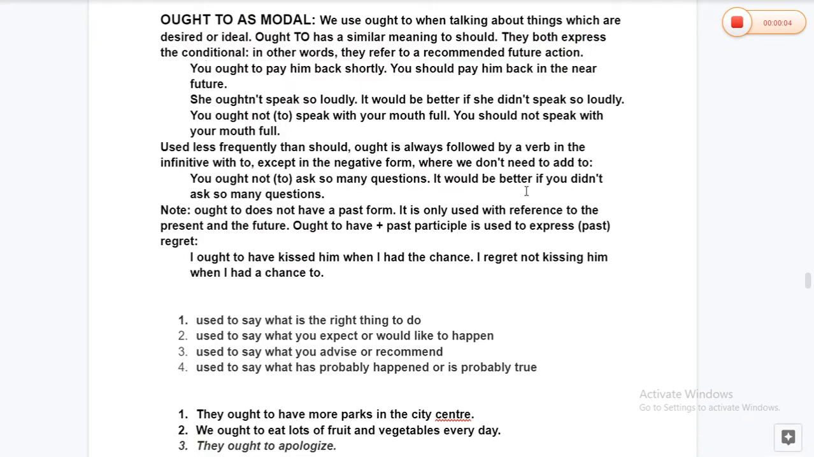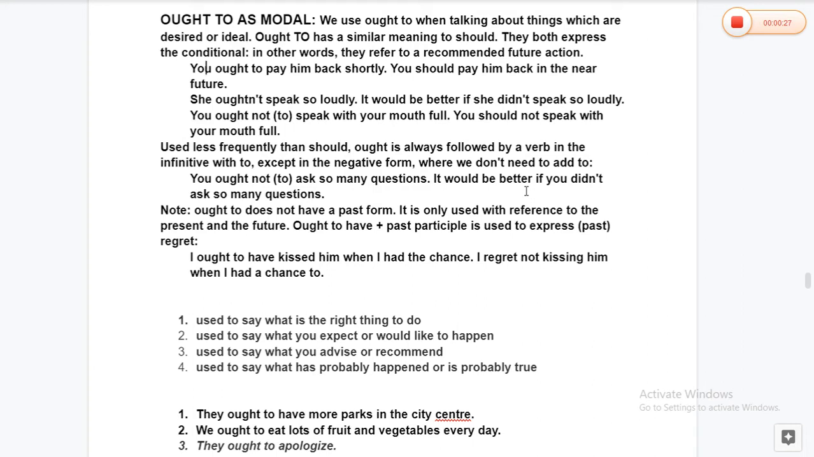Hello everyone. Today we are going to discuss the modal ought to, and the basic difference between it and should. There is not much difference between ought to and should, as both modals express an ideal situation. They both express what is the best course for you to do.